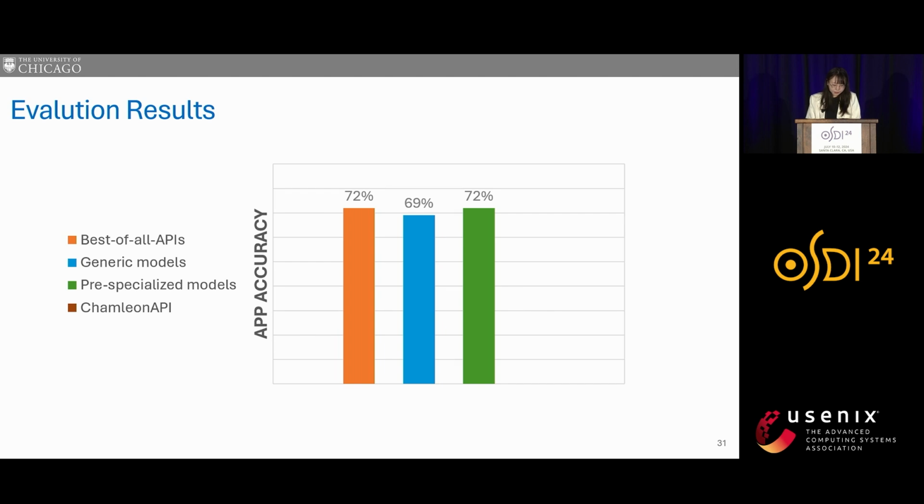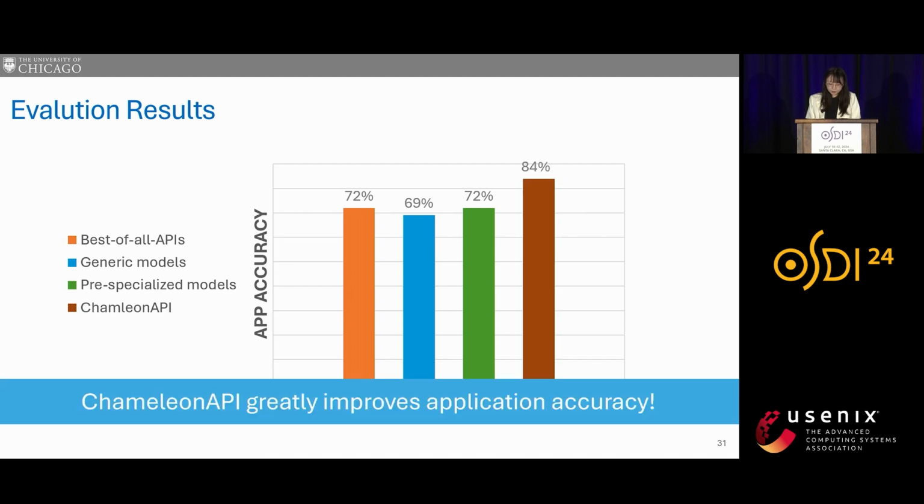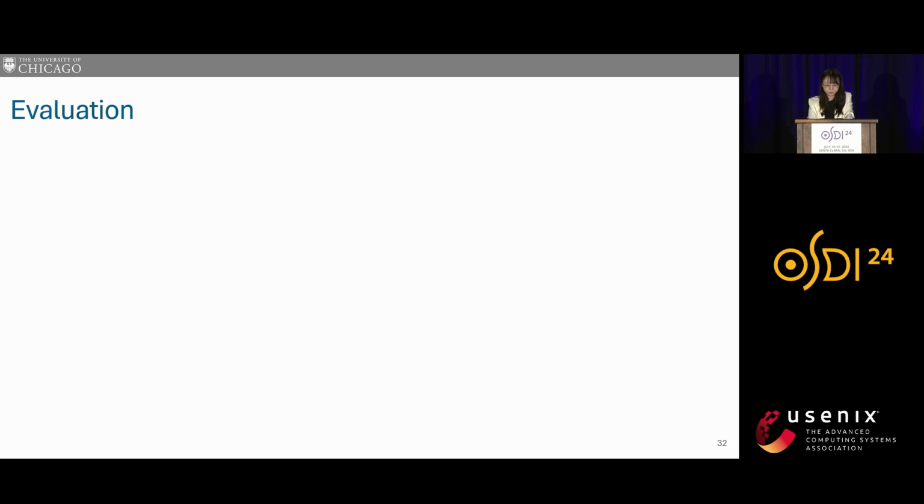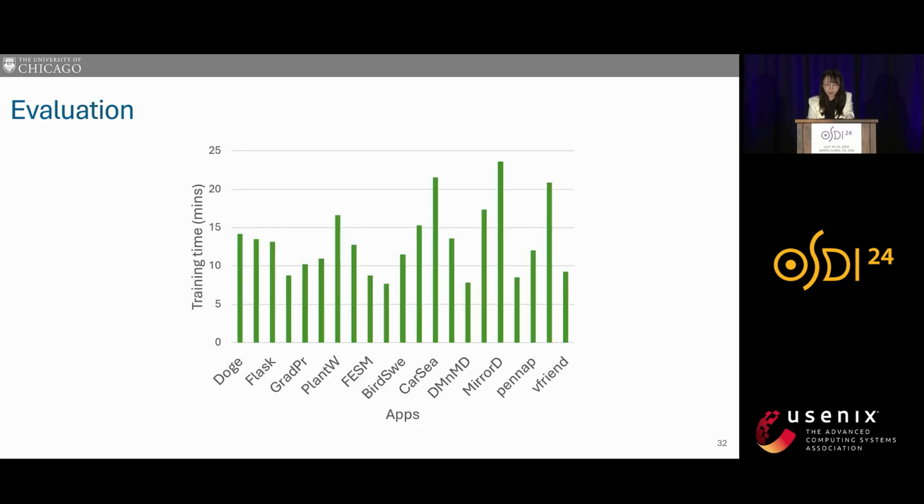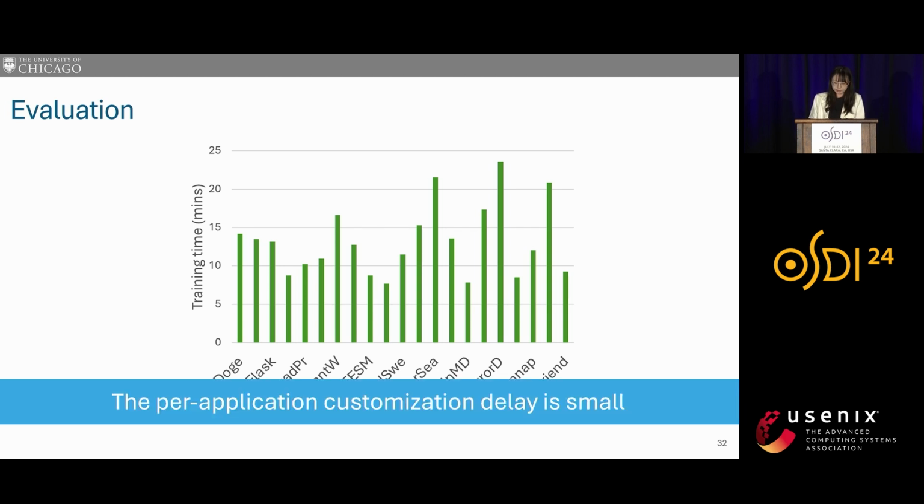So these are the accuracies for best-of-API, generic models, and pre-specialized models. We can see that the pre-specialized models do have better accuracy compared with the generic models. And ChameleonAPI is able to greatly improve application accuracy from 69% of the generic model to 84%. We also evaluated how long ChameleonAPI's customization takes, and we can see that ChameleonAPI's customization delay is very small.